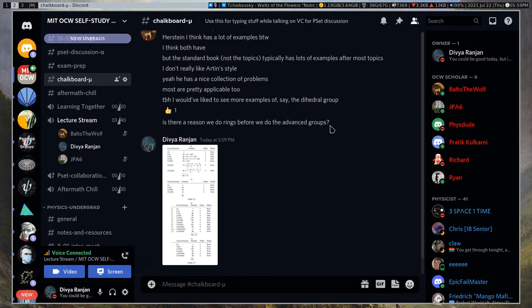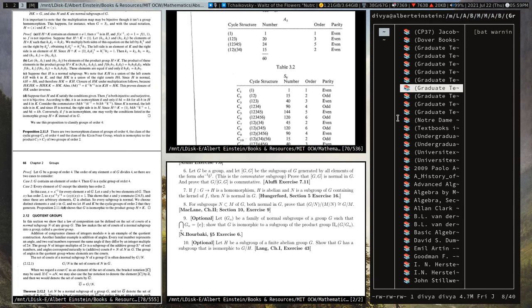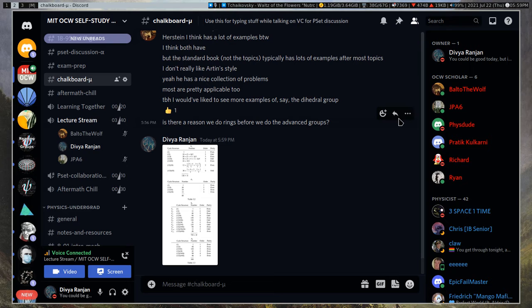Is there a reason we do rings before we do the advanced groups? Well, there's no specific reason. I kind of believe that we should do rings first and then groups. But as we're doing a lot of group theory already, I think we can spend 2 weeks on ring theory before getting back to advanced stuff. Because if you think about it, rings make more sense without groups, doesn't it?